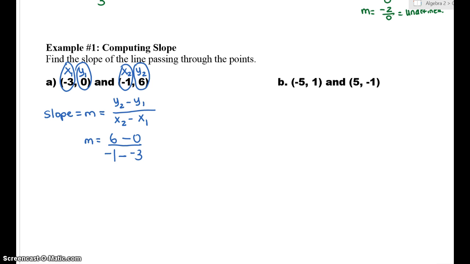All right, I'm going to change colors because I see 2 negatives, and 2 negatives create a positive. So technically, I have m equals 6 minus 0 is 6, divided by negative 1 plus 3, which is 2, and therefore the slope is 3.